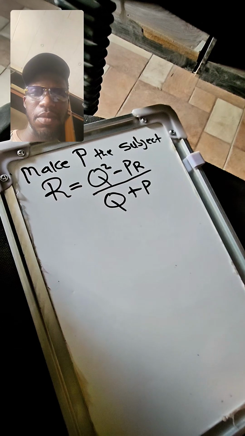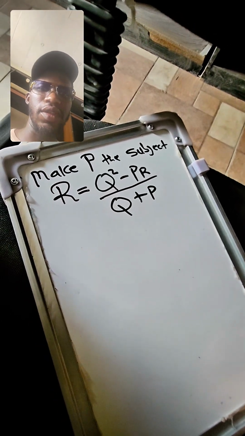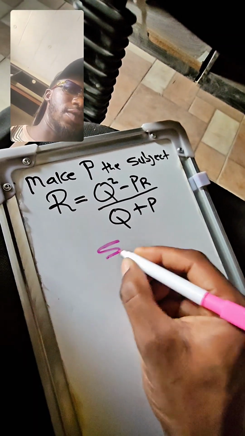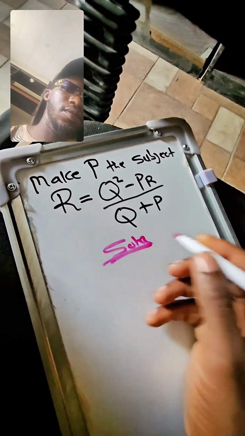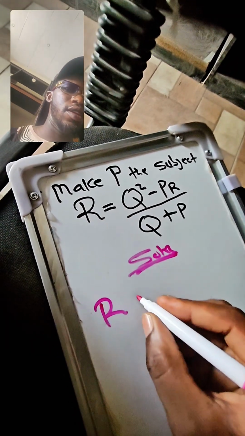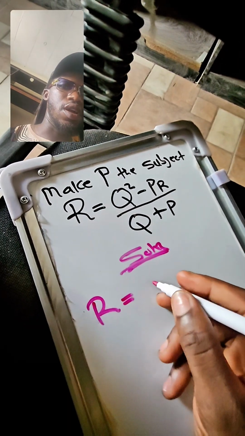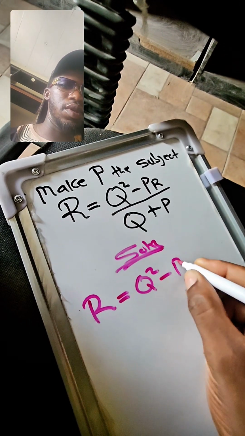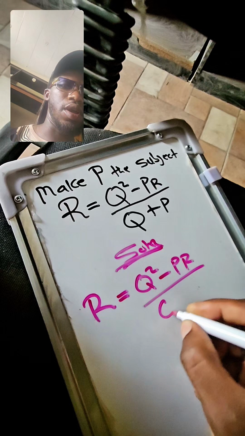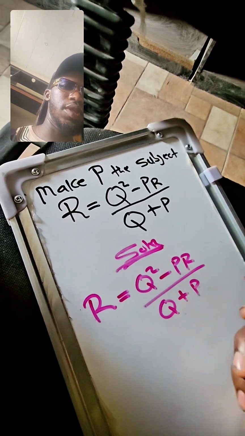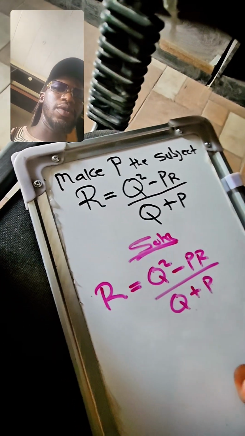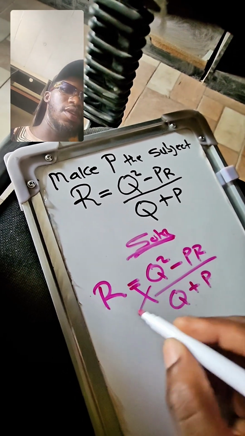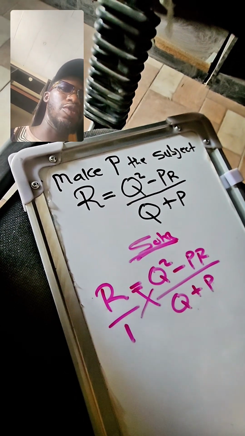Now the first thing to do is just bring down the expression. So you have your solution. Now you have R equal to (Q squared minus PR) all over (Q plus P). Okay, now the first step to do here is just cross multiply. By cross multiplying, R is the same thing as R over 1.